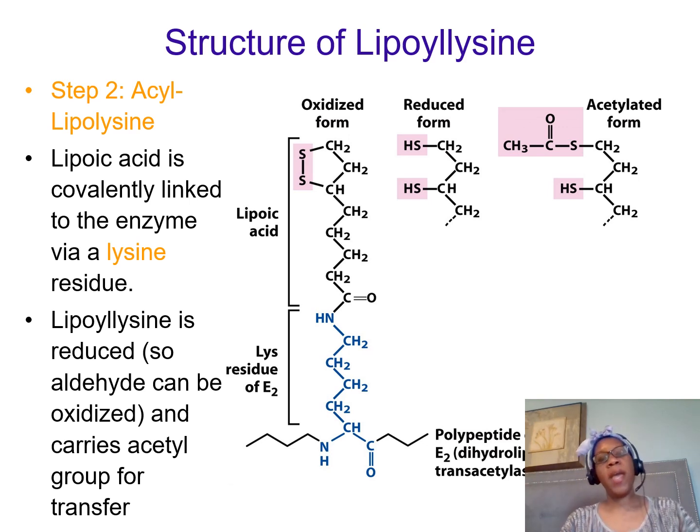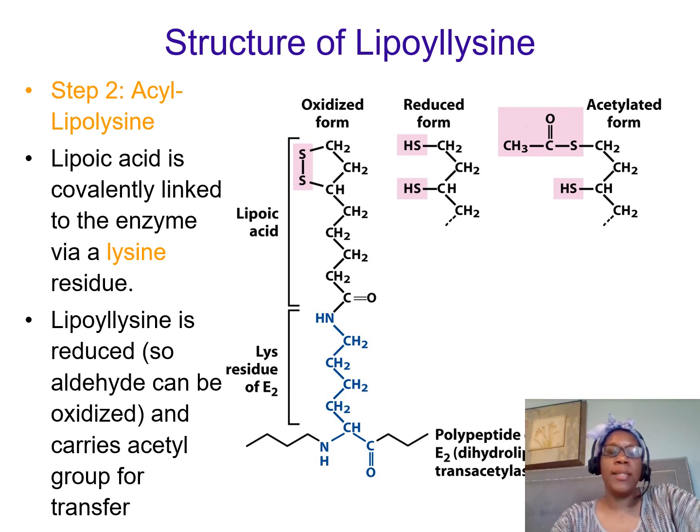Step 2 happens in the E2 enzyme of the pyruvate complex. So eventually we're going to get to acyl lipoyllysine, but let's see how we get there. So we know what lysine is. It's an amino acid that's sticking out of the enzyme in the E2 enzyme. But it's modified to have this lipoic acid. So we have this lipoic acid or this lipoyllysine.